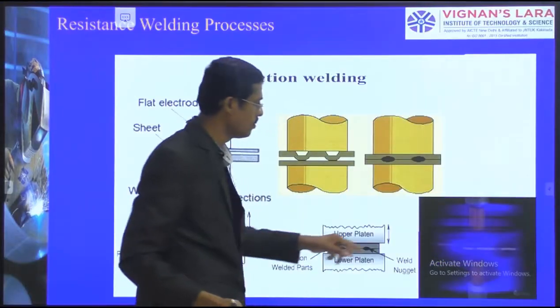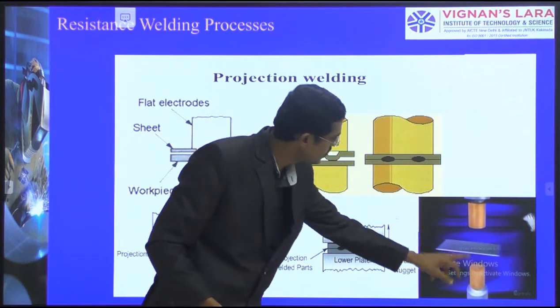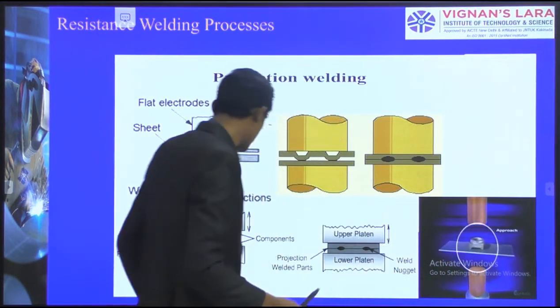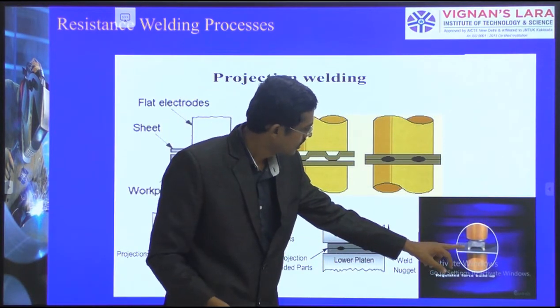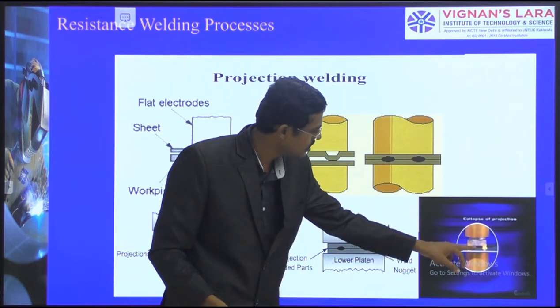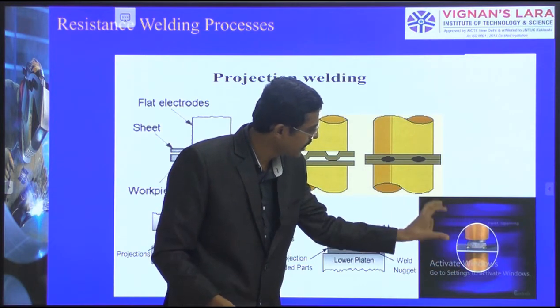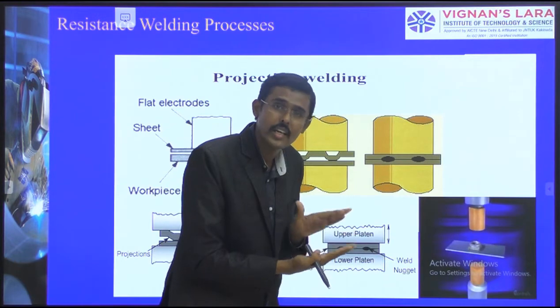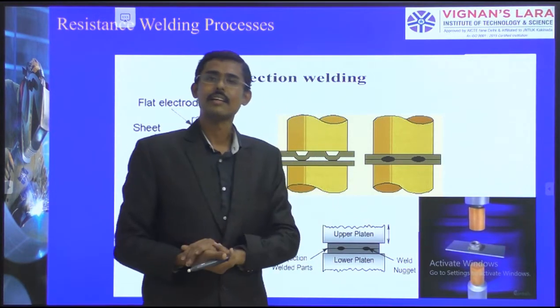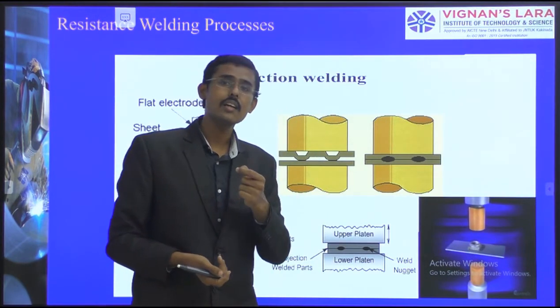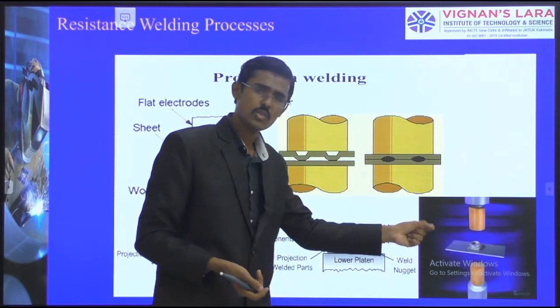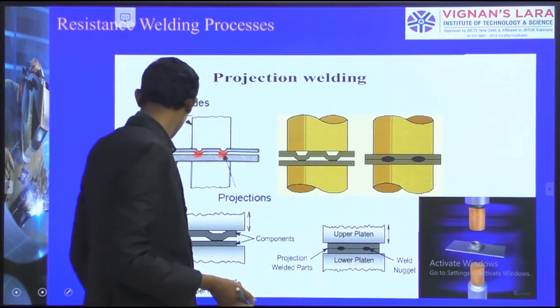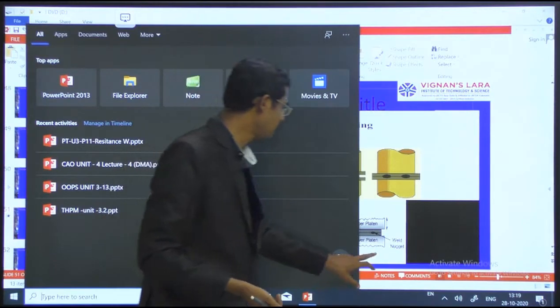Likewise, we can see these things one more time. This video will be helpful. You see here, we have taken the two electrodes and one sheet has been kept over the other. Here the projections are there at the corners, and when pressure is on and heat is applied, the welding is completed in a very short time. It is a very micro time we are completing. We have to understand clearly those things.